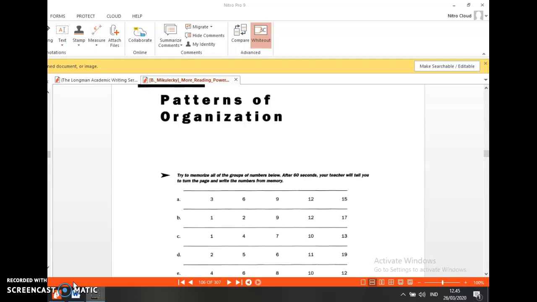Today I would like to explain to you about our materials related to patterns of organization. When you read a paragraph or many paragraphs, it's easier for you to understand or remember the contents of the paragraphs better if you know the patterns of organization. So when you read a paragraph, make sure you know the patterns. Knowing the patterns really helps you to remember the content.